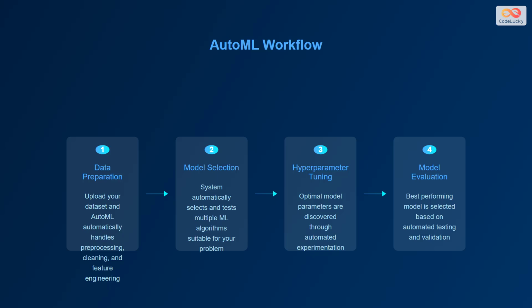Next, in Step 3 comes hyperparameter tuning. Optimal model parameters are discovered through automated experimentation. Finally, in Step 4, model evaluation occurs. The best performing model is selected based on automated testing and validation.